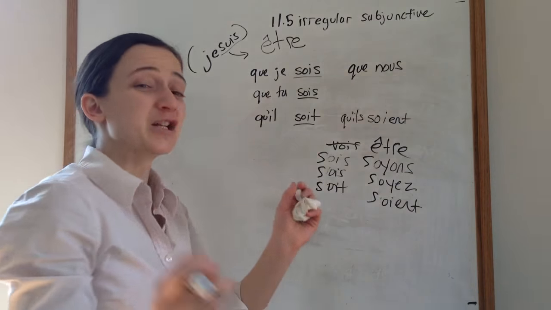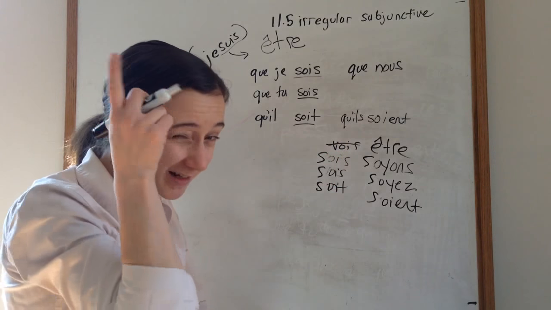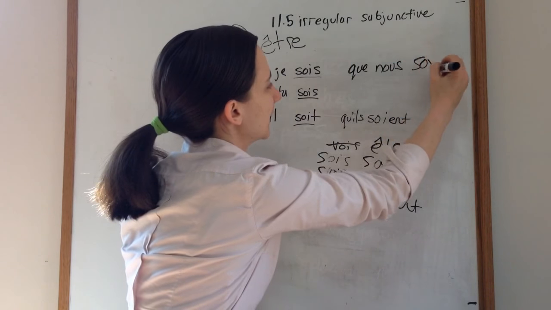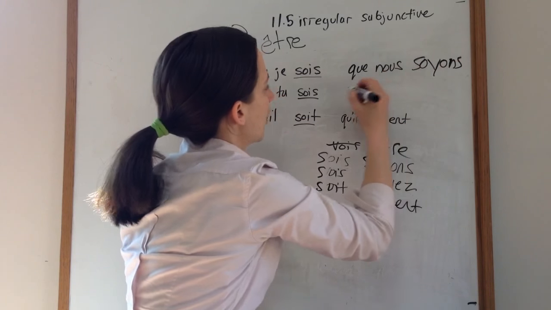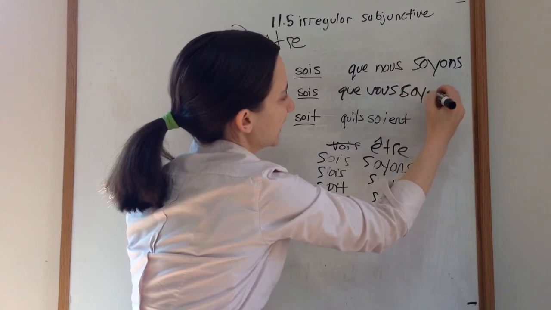There. You already knew how to conjugate être in the subjunctive. You just didn't know it. So now, que nous soyons, que vous soyez. Okay.